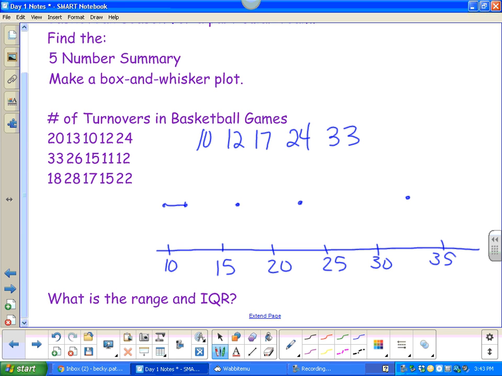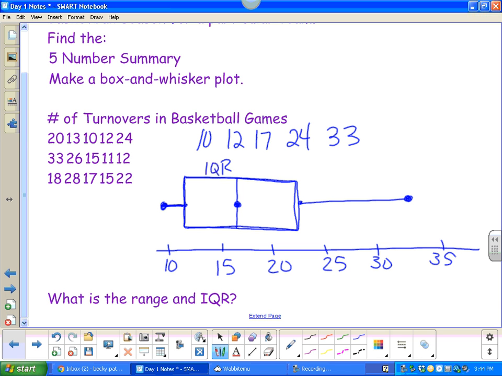So my outer two quartiles are my whiskers. My inner 2 quartiles are my box. And then I have a median that goes through. So again, this is my min, and this is my max. This is my median. Everything that's inside this box is in my IQR, my interquartile range.